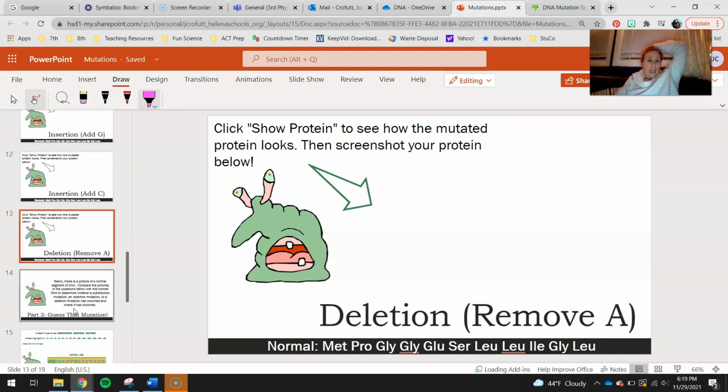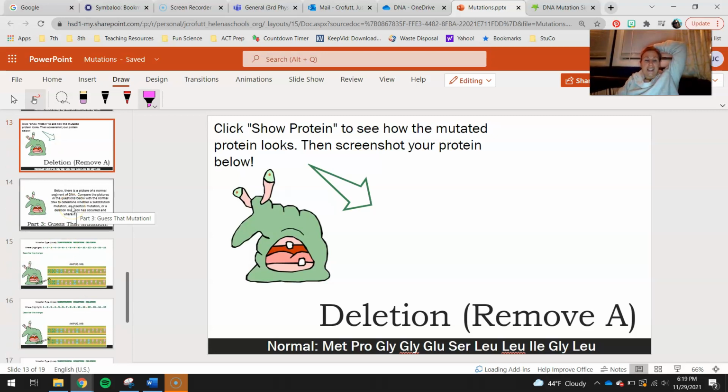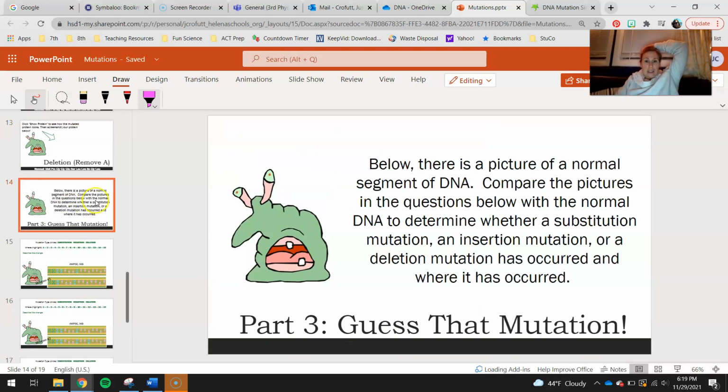Once you're done with that, you're going to go on to the last 3 here. You have an extra credit option as well. I suggest everyone do it, because what does it hurt if you get an extra credit point? Below there is a picture of a normal segment of DNA, and there's also a mutated segment right underneath it. Compare the pictures in the questions with the normal DNA to determine whether there was a substitution, an insertion, or a deletion mutation that occurred, and where it occurred.